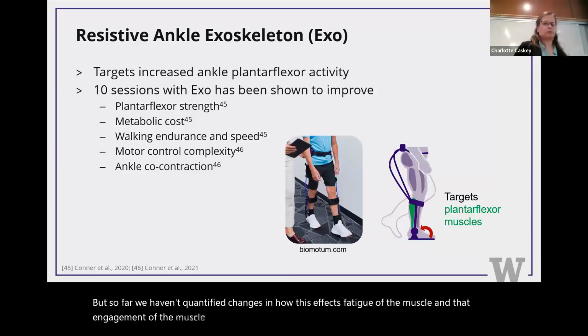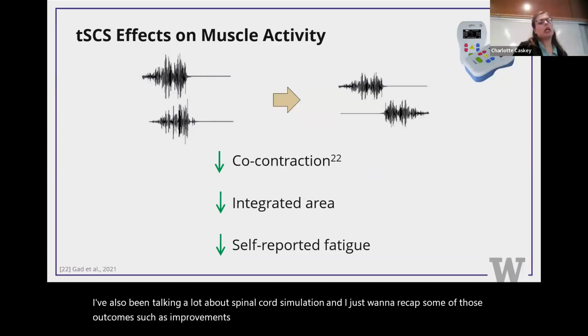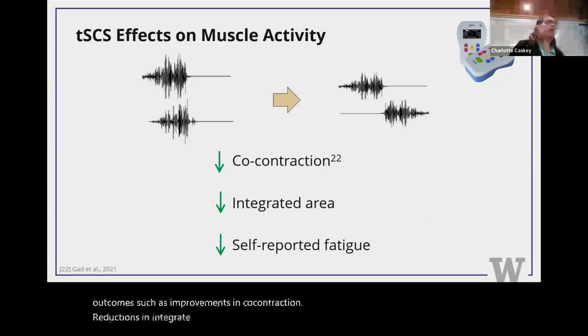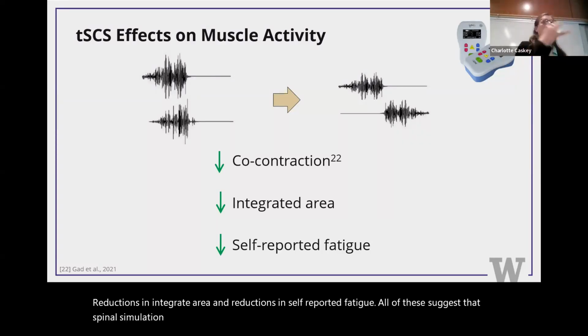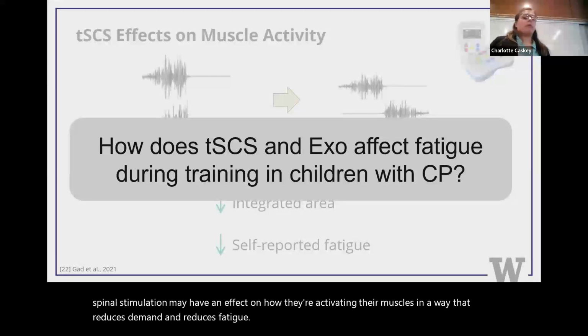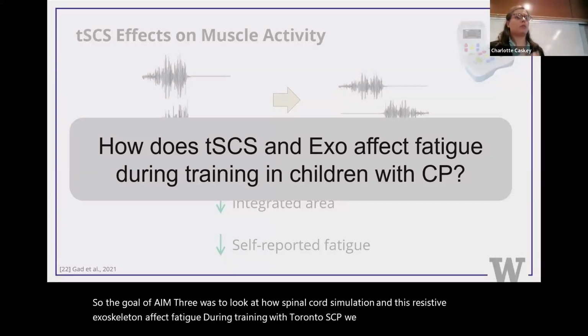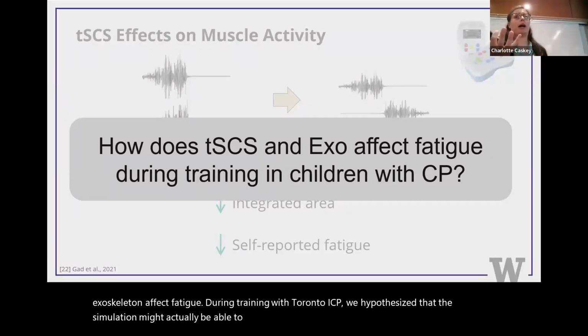I've also been talking a lot about spinal cord stimulation, and I just want to recap some of those outcomes, such as improvements in co-contraction, reductions in integrated area, and reductions in self-reported fatigue. All of these suggest that spinal stimulation may have an effect on how they're activating their muscles in a way that reduces demand and reduces fatigue. So the goal of Aim 3 was to look at how spinal cord stimulation and this resistive exoskeleton affect fatigue during training with children with CP. We hypothesized that the stimulation might actually be able to reduce the impact on muscle fatigue and optimize these aspects of neuroplasticity.